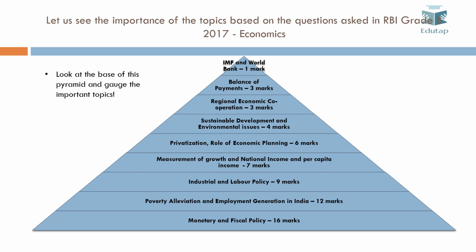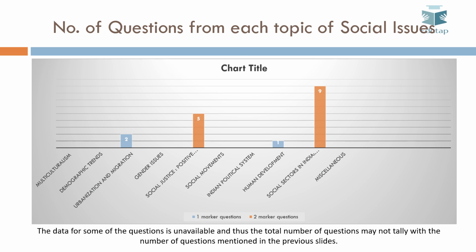Now coming to the number of questions from each topic of social issues. You can see that the maximum number of questions were from social sectors in India, which is health and education. There were 9 2-marker questions. The other major chunk was from the social justice chapter, which had 5 2-marker questions. So you can see clearly that these two topics dominated the paper when it comes to social issues.